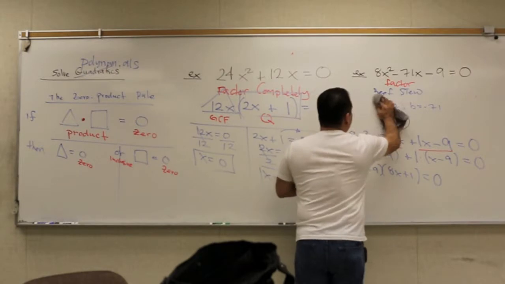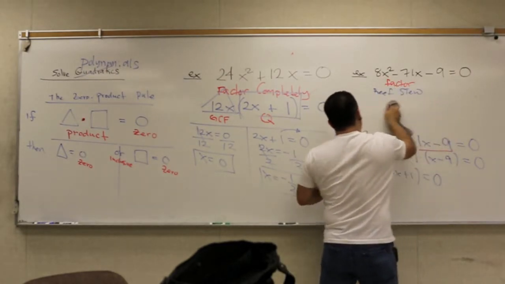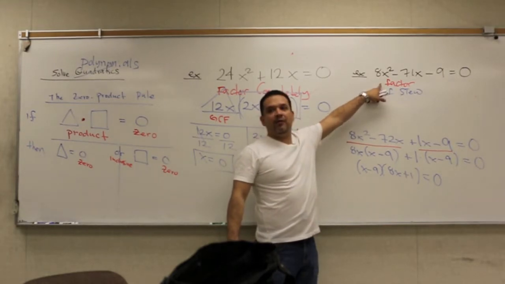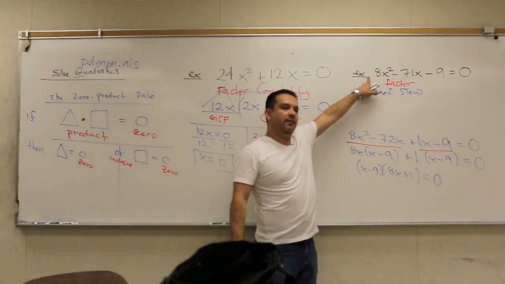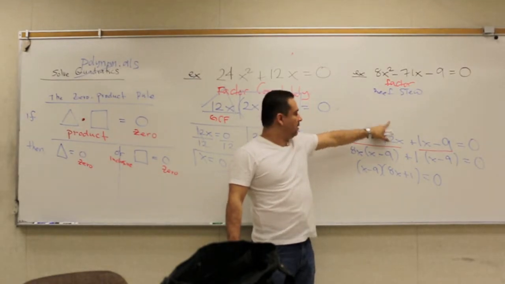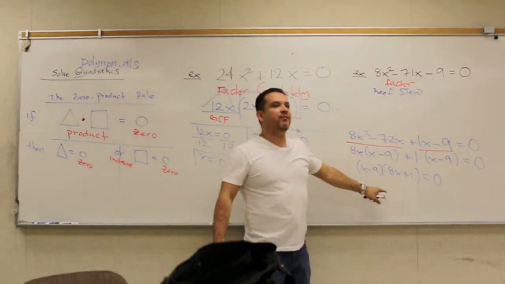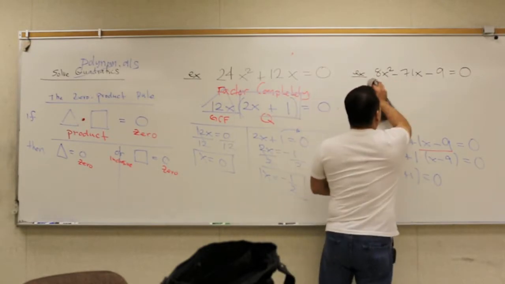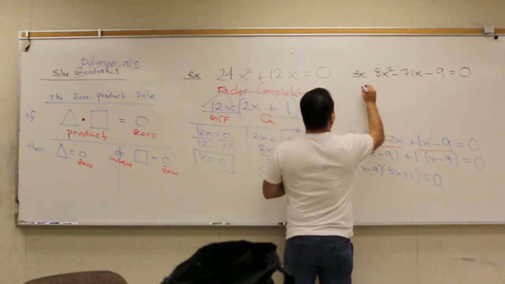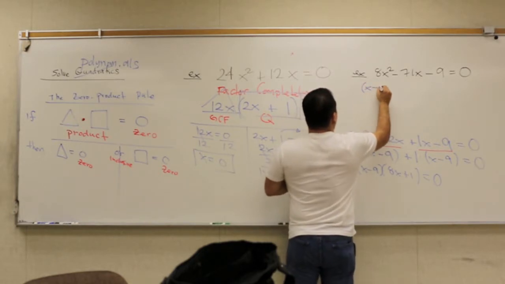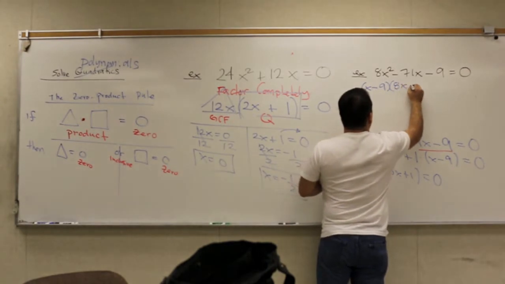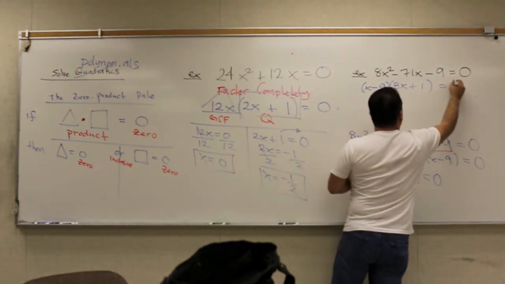Now I'm going to go up here because I'm running out of space. We had to factor by beef stew. Greatest common factor was 1. So we have no choice. We've got to use beef stew. That's okay, we know beef stew. We factored x minus 9, 8x plus 1. So let me write it up here now. You got x minus 9 times 8x plus 1. Don't forget that's 0.